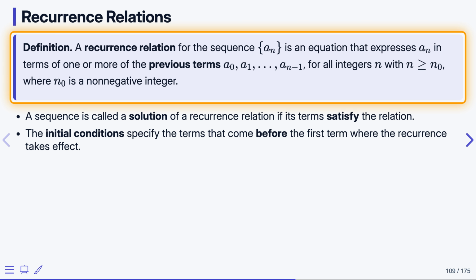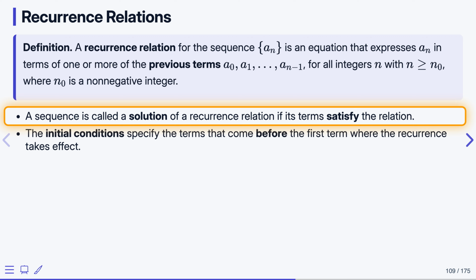This slide introduces recurrence relations, one of the most useful ideas about sequences. A recurrence relation is an equation that defines a term of a sequence using earlier terms. So instead of a direct formula for a sub n, we get a rule that says, to find a sub n, look back at some of the terms before it. This rule holds for all n from some starting point onward.